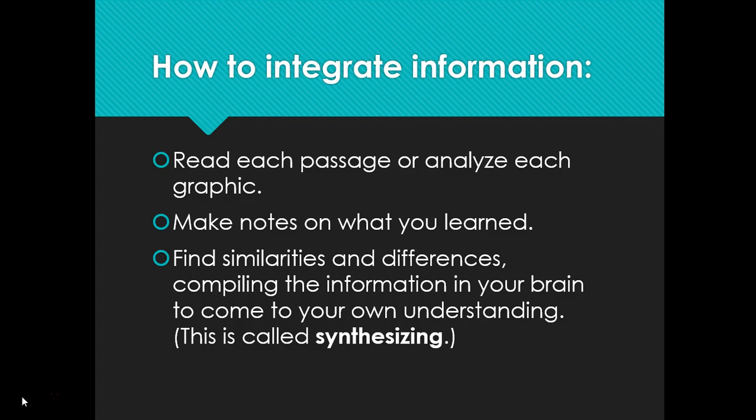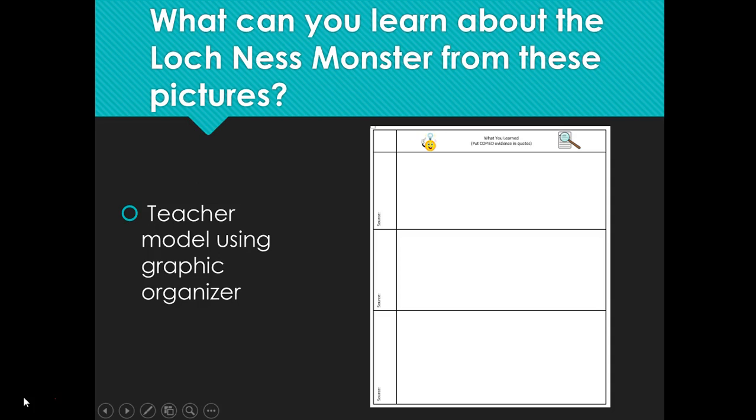You're going to compile the information in your brain, so the things that are similar, you're going to combine them, you're going to integrate them, and you're going to think also, all right, what's different in the different passages or the graphics. And when you compile all the information from multiple sources to come to your own understanding, that's called synthesizing.